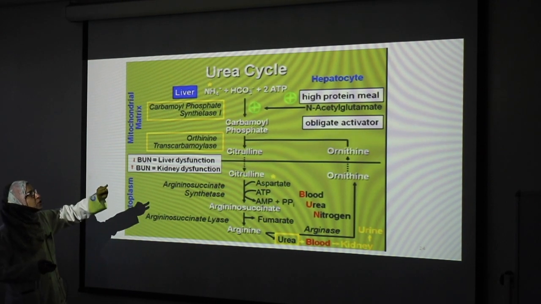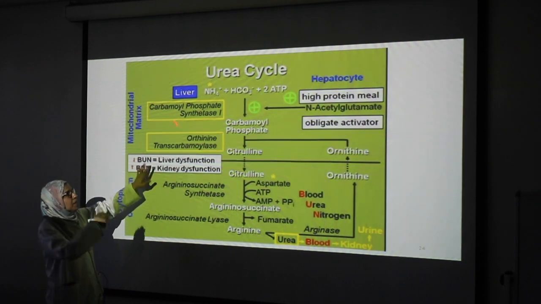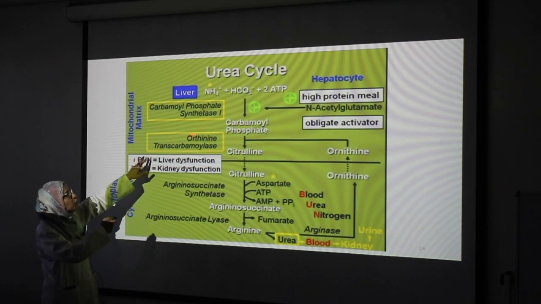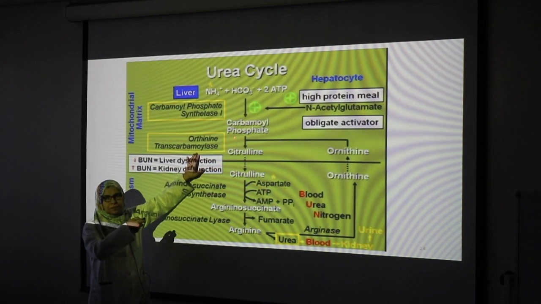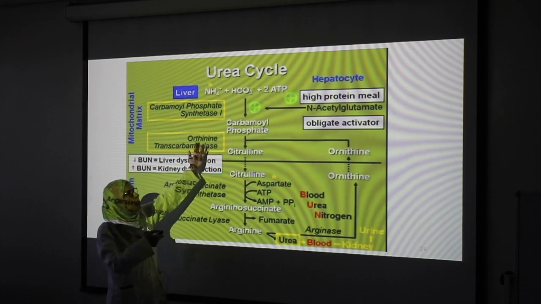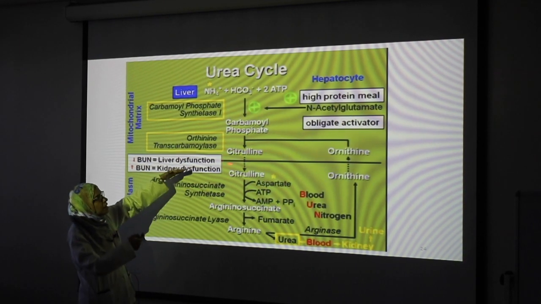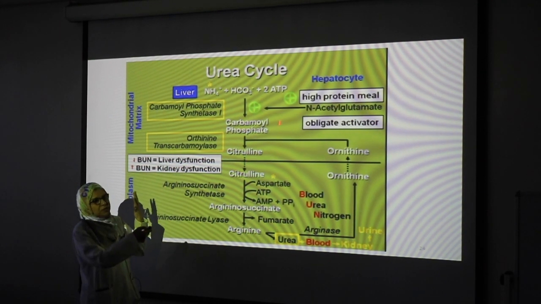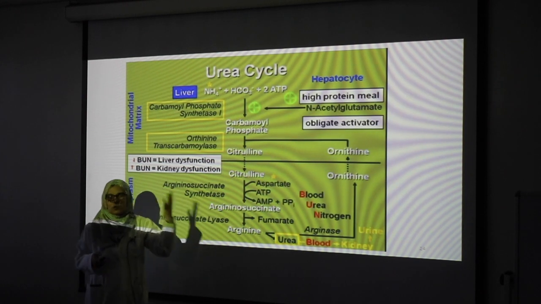So we have two deficiencies. One is with this enzyme and the other is with this enzyme. Let's look at this enzyme. If OTC is missing, then we cannot form which product? Citrulline. So we stop at which product? Carbamoyl phosphate. So what will happen to carbamoyl phosphate?